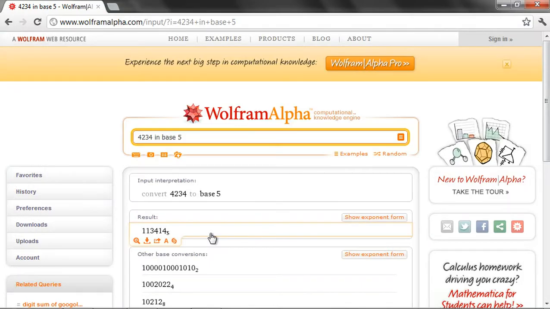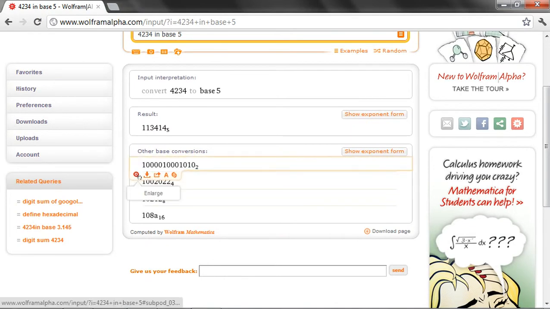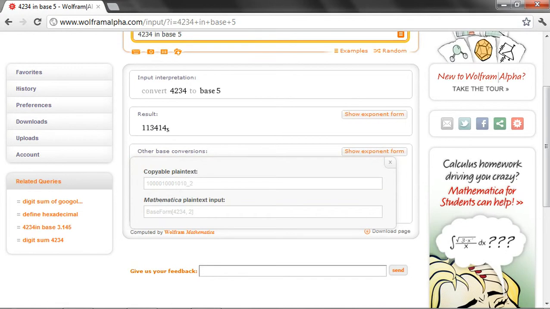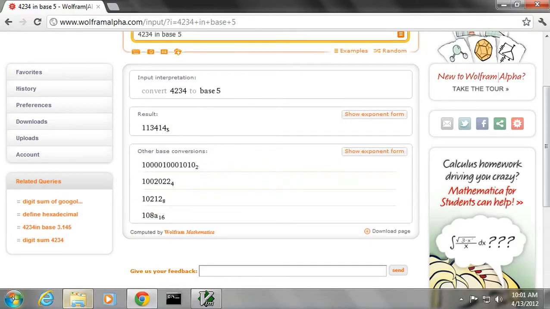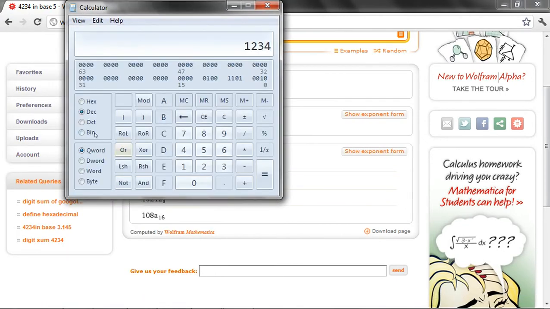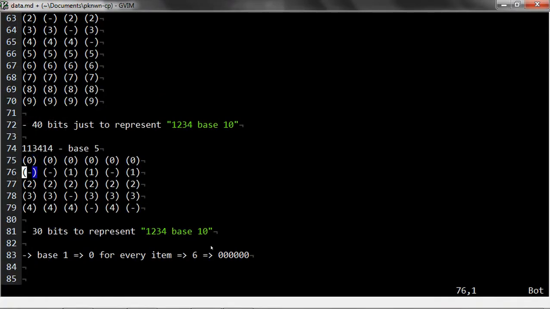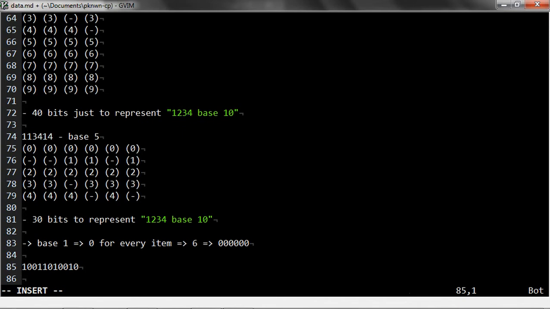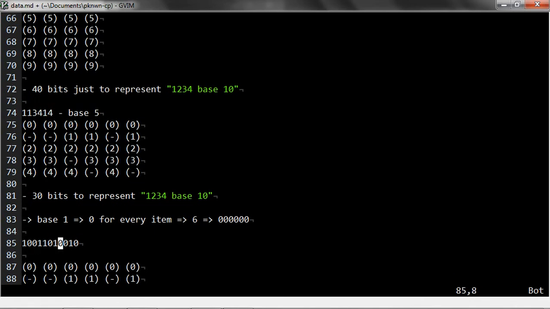So ano yung base 2? 1 2 3 4 in base 2, ito yun. Gamit lang tayo ng calculator, programming calculator. 1, 2, 3, 4. Base 2. So, yan. Ito yung base 2 ng 1, 2, 3, 4. Bilangin natin kung ilan yung bits na gagamitin natin. So this is 4, 5, 6, 7, 8, 9, 10, 11.